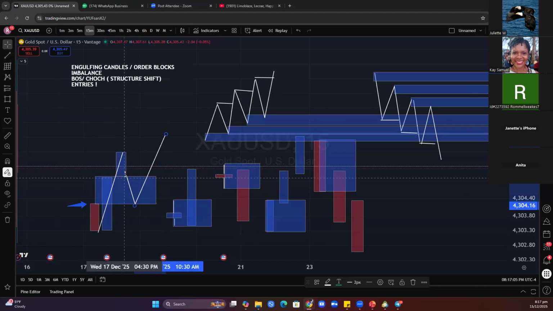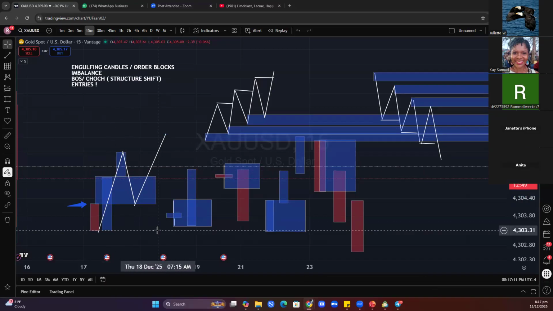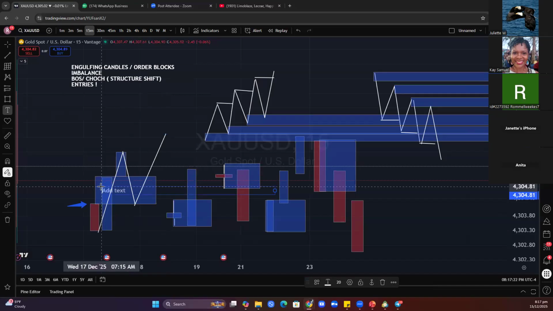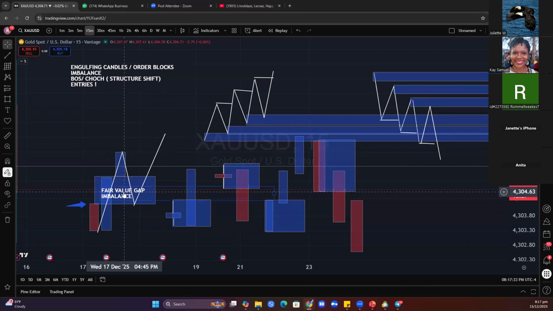Let me know if that made sense. He said, oh, that's how imbalance works. Yeah, imbalance, same thing as fair value gap, all the same thing. FVG, also known as a fair value gap, is the same as imbalance. I just use very simple terms so everybody understands. If the market is supposed to trade balanced and it's not balanced, then it is said to be imbalanced.